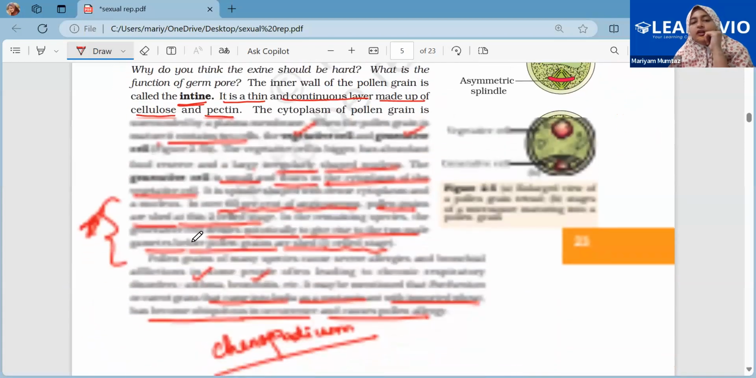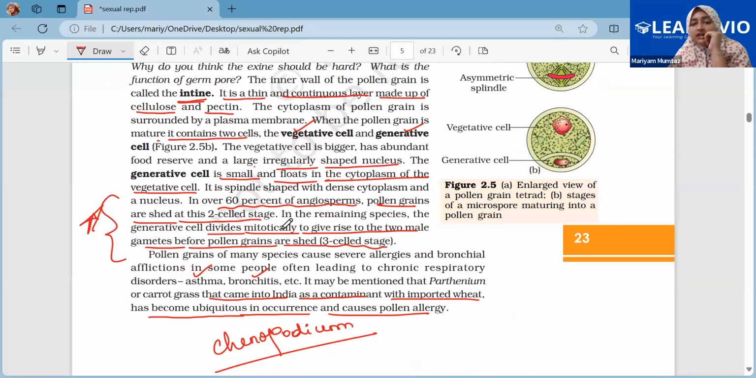Now, moving forward, talking about the inner layer. The inner layer or the inner wall of the pollen grain is called the intine. Outer is exine and inner is intine. Now, this is a thin and continuous layer which is made up of cellulose and pectin. So, intine is made up of cellulose and pectin.